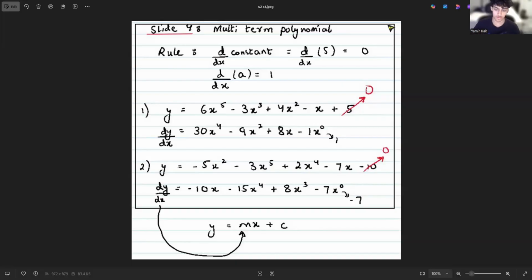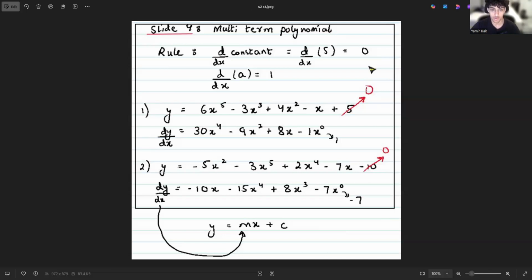Okay, now for multi-term polynomials, we'll start off with a very important rule. The derivative of any constant is always 0. A constant is just a number without any variables attached. So for example, if we have the function y equals 5, the derivative, written as dy over dx, is 0, right? This is because a constant value doesn't change, so its rate of change, its derivative, is 0. So the rule is d over dx of a constant equals 0.